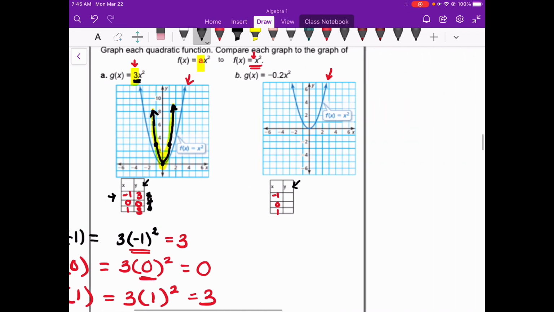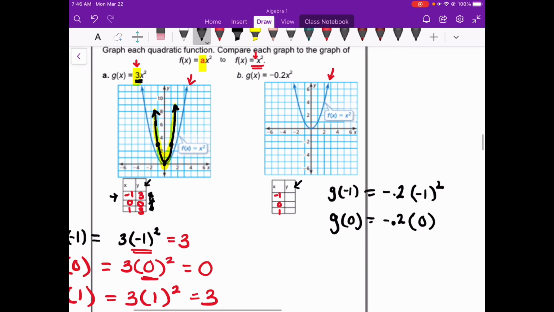We're now plugging it into -0.2x squared. I'd like you to use a calculator and plug all these values into the calculator to find out the output. So -0.2 times -1 squared. And plug in 0. -0.2 times 0 squared, and 1, -0.2 times 1 squared. Get the outputs for each of those. All right, you should have gotten -0.2, 0, and -0.2 again.